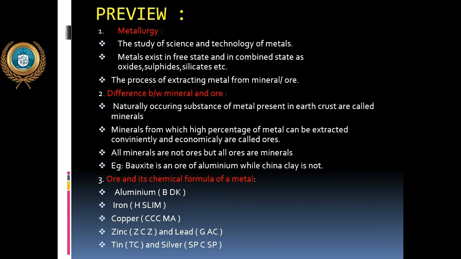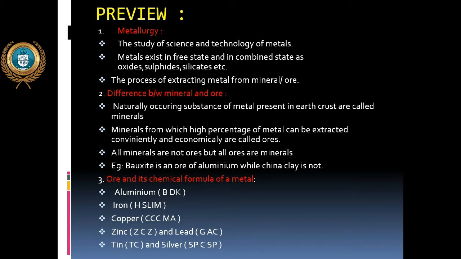Then for iron, the mnemonic technique is Hemant: Hemant's having an iron body but looks like a slim. So H refers to hematite, S refers to siderite, L refers to limonite, I refers to iron pyrite, and M refers to magnetite.